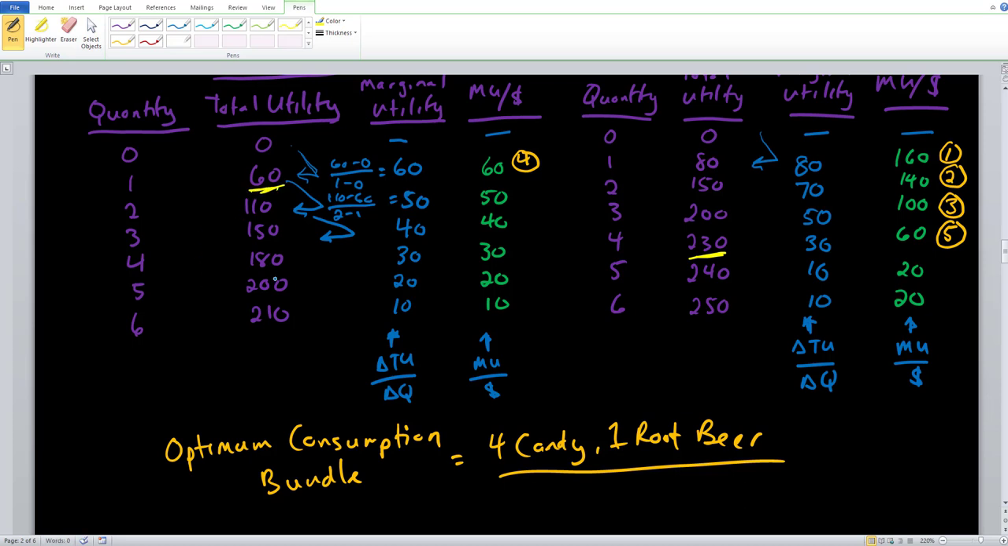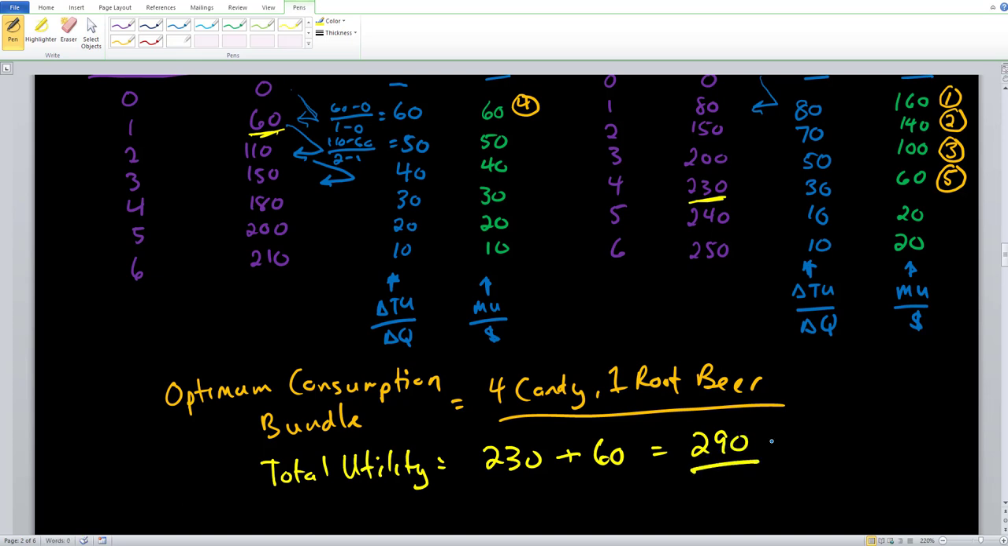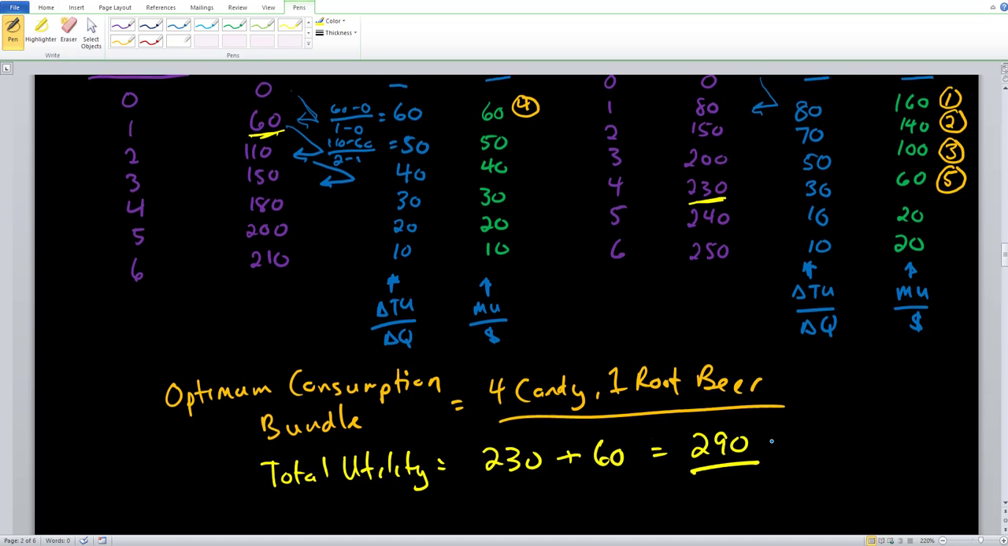So you can go straight to the total utility at each of the respective quantities right here, add those two numbers up, and you will get the total utility at the optimum consumption bundle. So total utility is equal to 230, because that's what we get from consuming 4 units of candy, plus 60, which we get for consuming 1 unit of root beer, which gives us 290 units of total utility. And once again, there is no other bundle that is going to give us this amount of total utility where we spend all of our money.